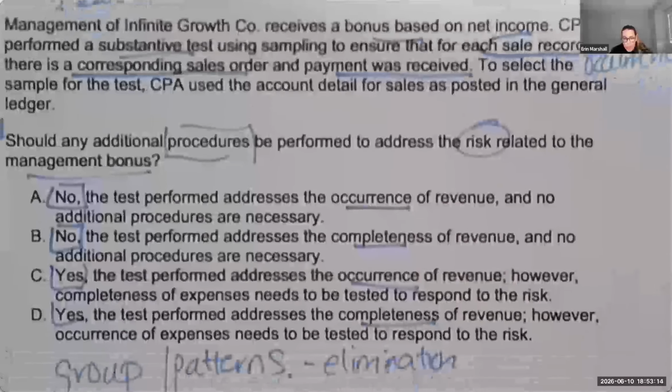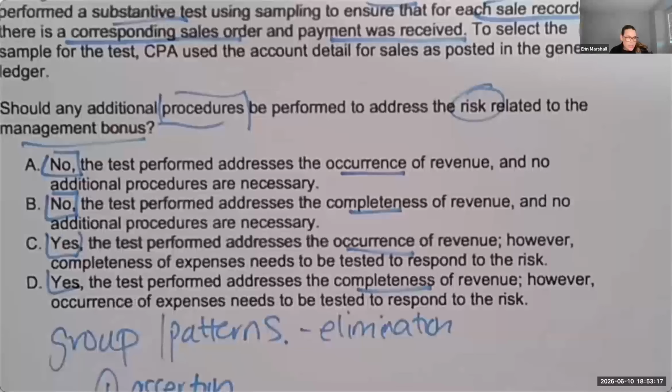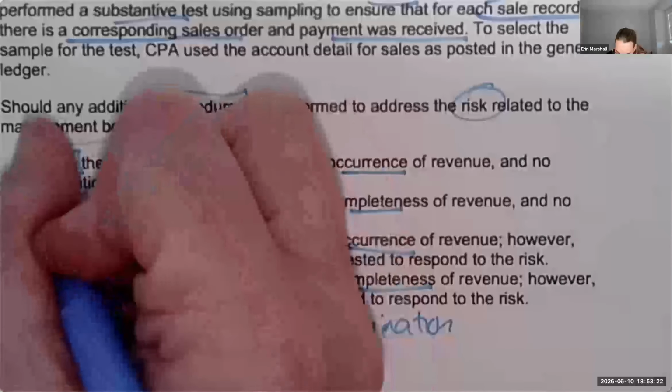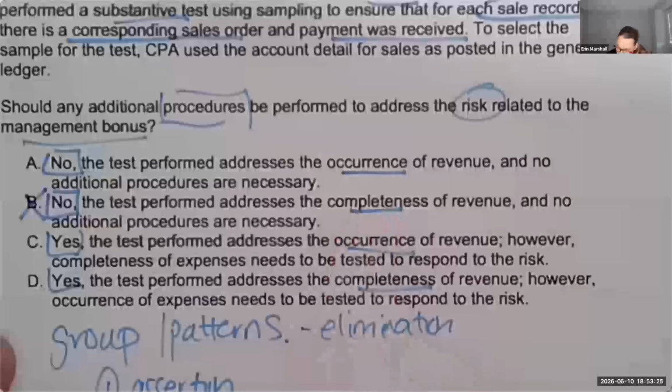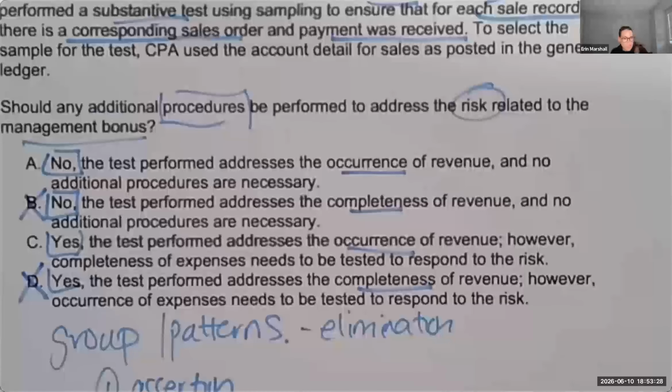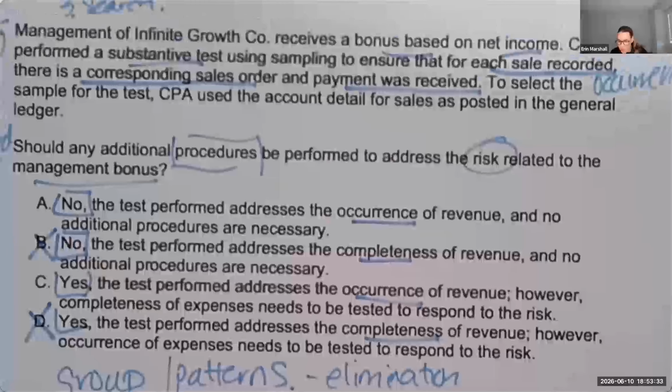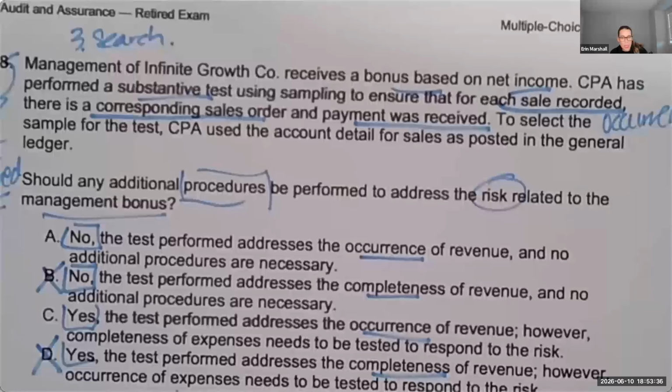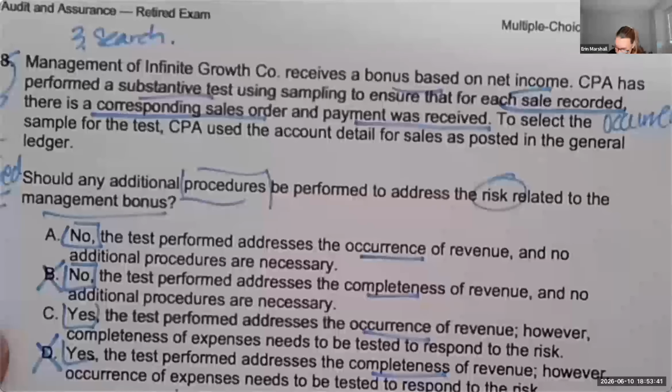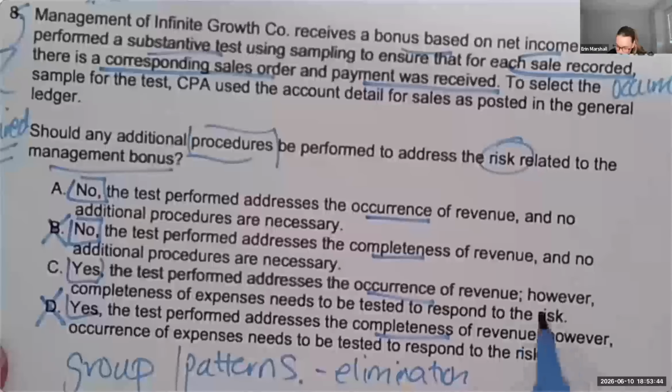So now I've really eliminated a few responses. I actually haven't eliminated my yes versus no, and that's fine. I've eliminated the responses that say the test addresses completeness. So very quickly, I'm just crossing out B and D. Now I'm thinking, okay, you're asking me about a management bonus. I need to know if I think looking at occurrence of revenue is sufficient. Either no or yes, I think it's sufficient, so I'm choosing A, or I quickly read this, completeness of expenses needs to be tested. Yeah, I probably want to look at expenses if I'm looking at a management bonus, and I'm done.